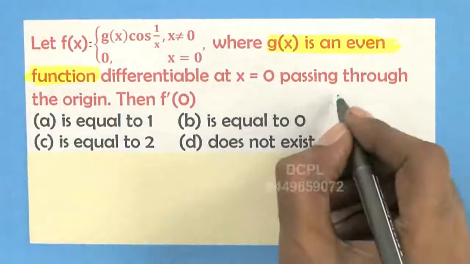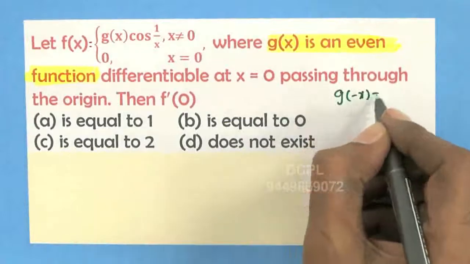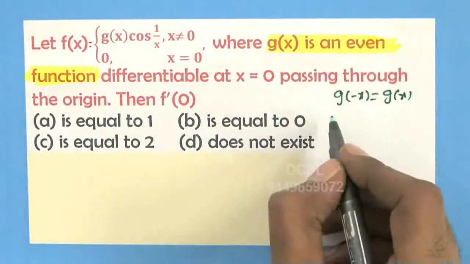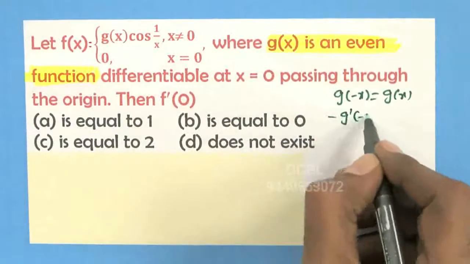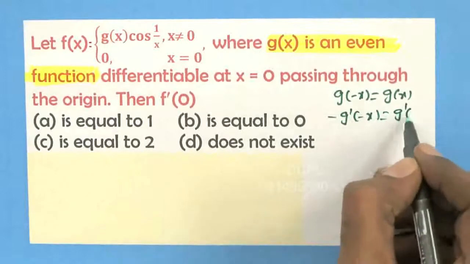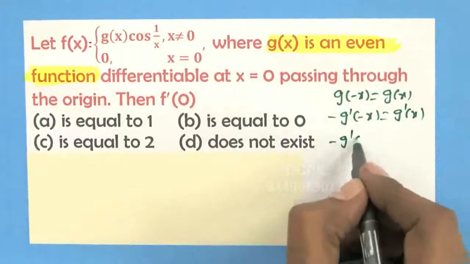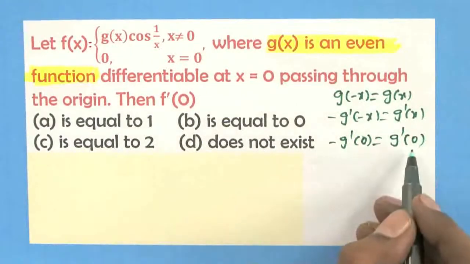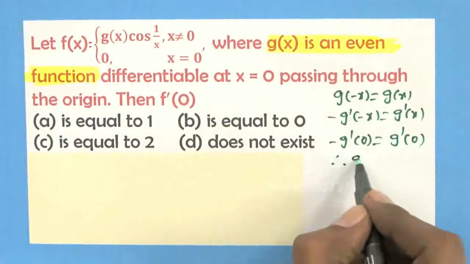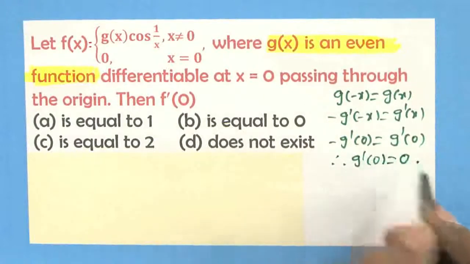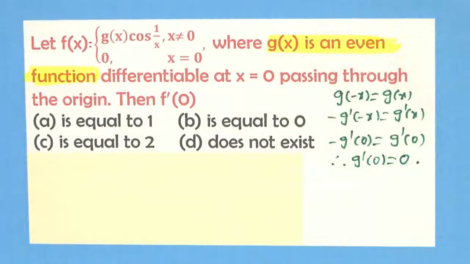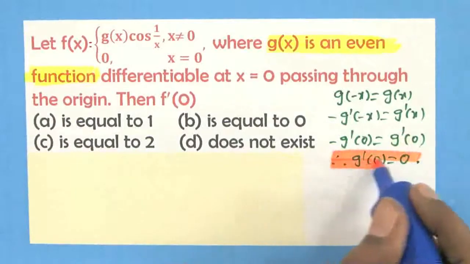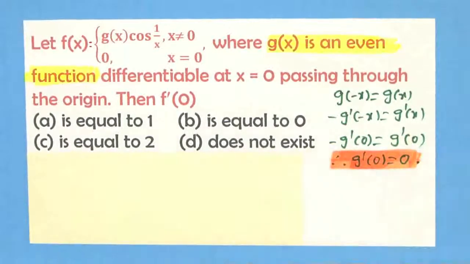G of x is an even function. G of minus x is equal to g of x. Differentiate both the sides. Minus g dash of minus x is equal to g dash of x. Minus g dash of 0 is equal to g dash of 0. This is possible only when g dash of 0 is equal to 0. Therefore, g dash of 0 is equal to 0. This is a very, very important observation here. G dash of 0 is equal to 0. This we are going to adopt in our problem.